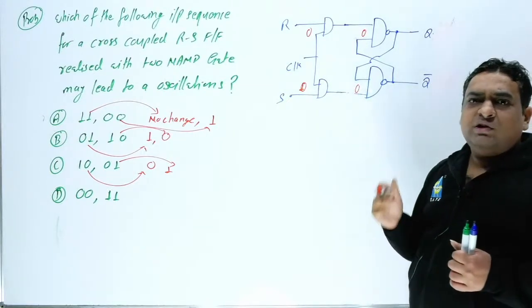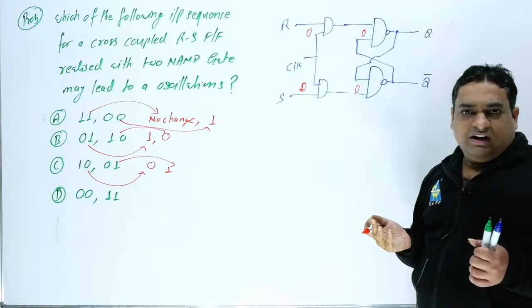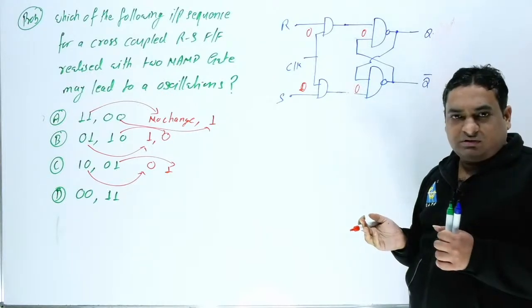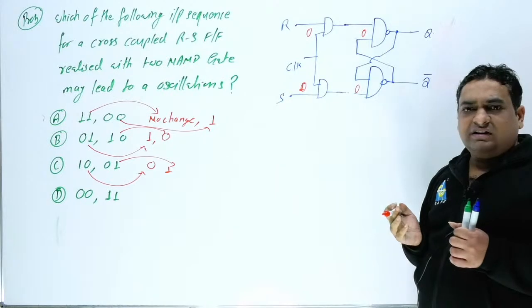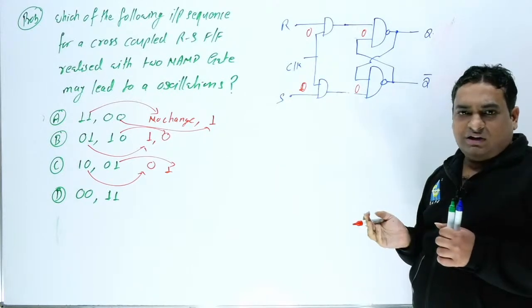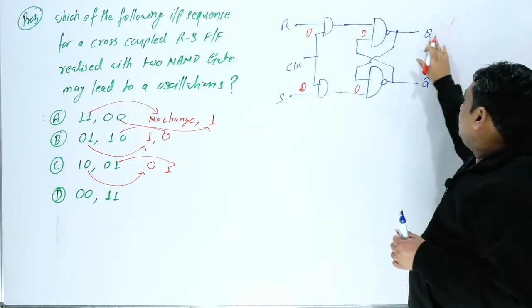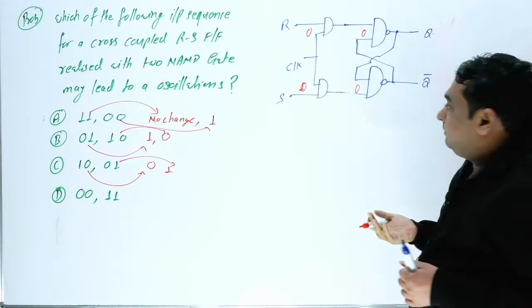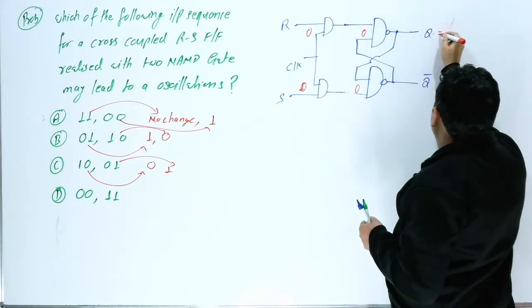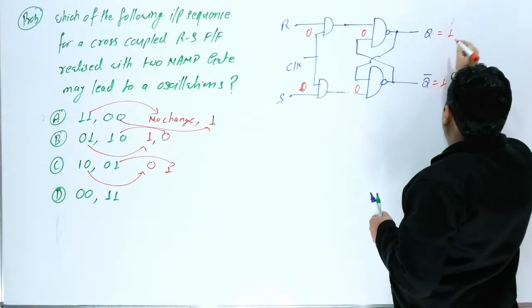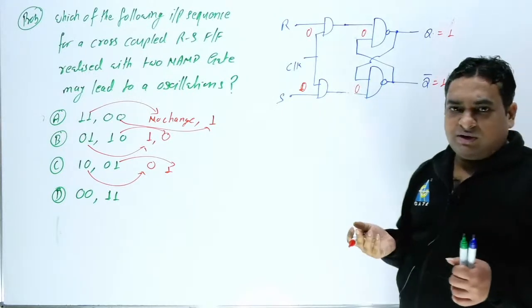Invalid means Q and Q bar are the same. It does not mean you will not get output. We will get output, but Q and Q bar both will be the same. So if this is 0 0, this is 1 and this is 1. Both outputs you are getting 1 1.